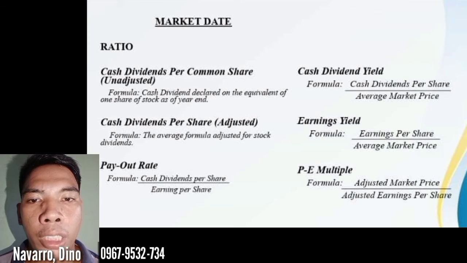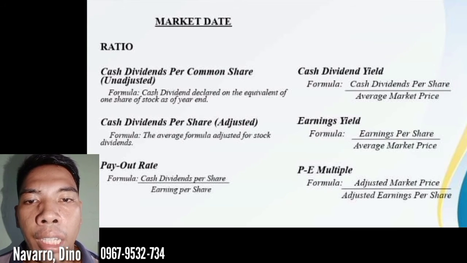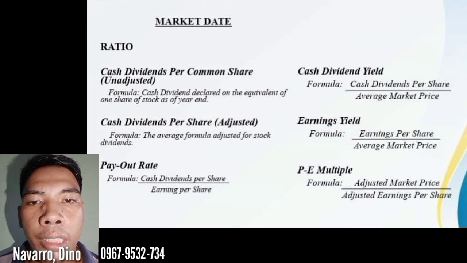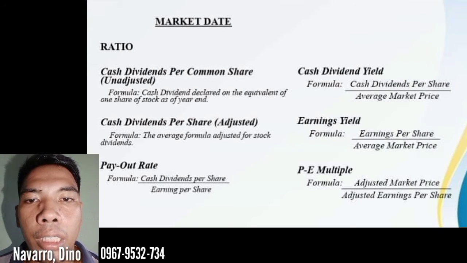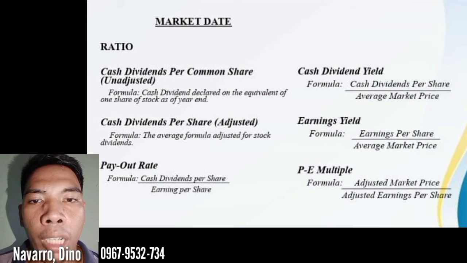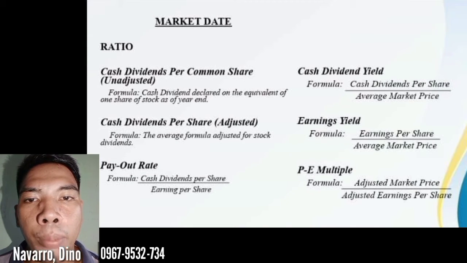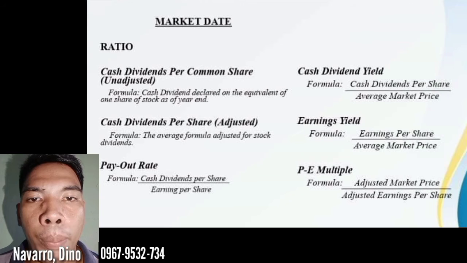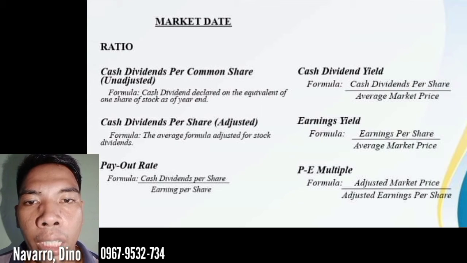Cash dividends per share adjusted. Formula: the average formula adjusted for stock dividends. Payout rate formula: cash dividends per share divided by earnings per share. Dividend yield formula: cash dividends per share divided by average market price. Earned yield formula: earnings per share divided by average market price. P/E multiple formula: adjusted market price divided by adjusted earnings per share.